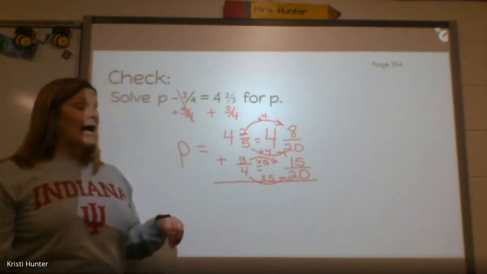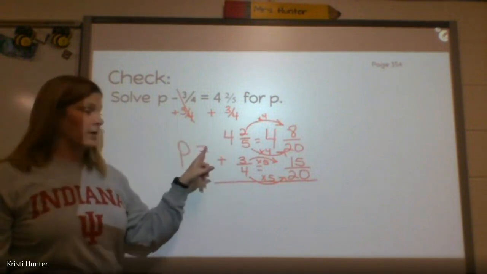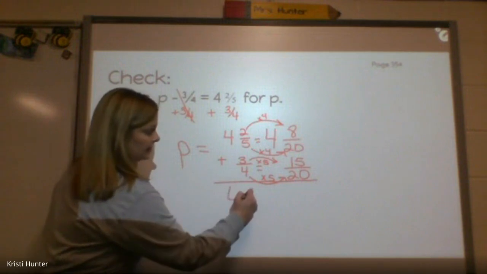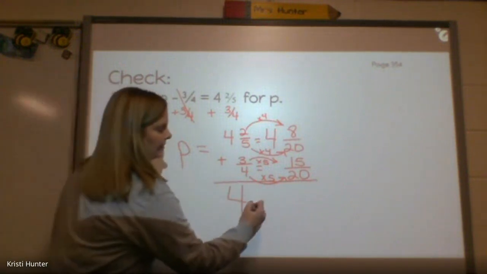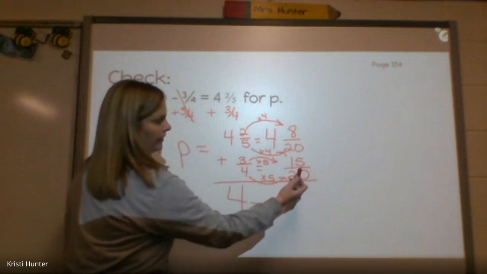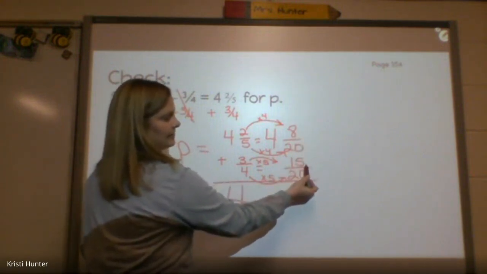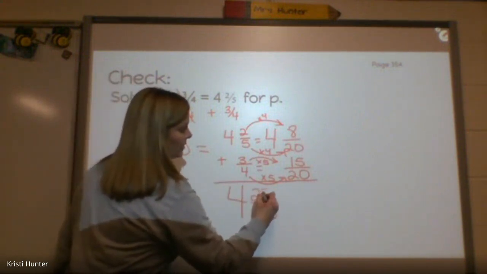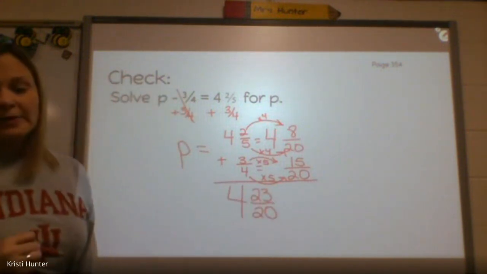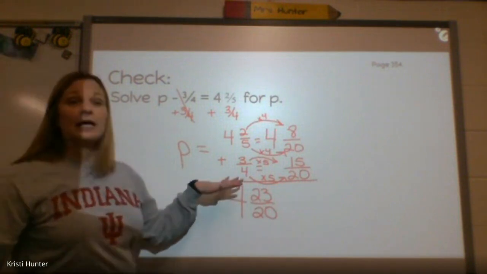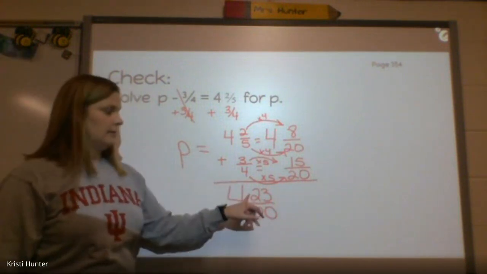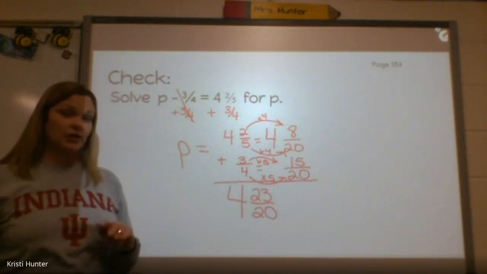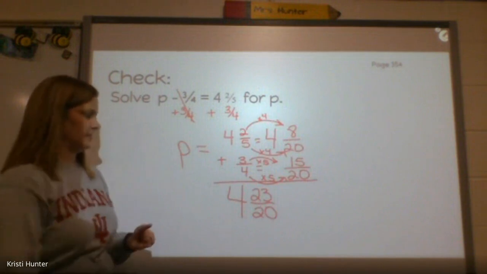Now in this case, when I add my wholes, I only had 4. The bottom fraction didn't have any wholes. So 4 plus nothing is just 4. My denominator is going to stay at 20, and I'm going to add 8 plus 15, which is going to give me a value of 23. Now, when I look at this answer, I notice a couple of things. One, my numerator is bigger than my denominator, so I'm going to have to make some changes.